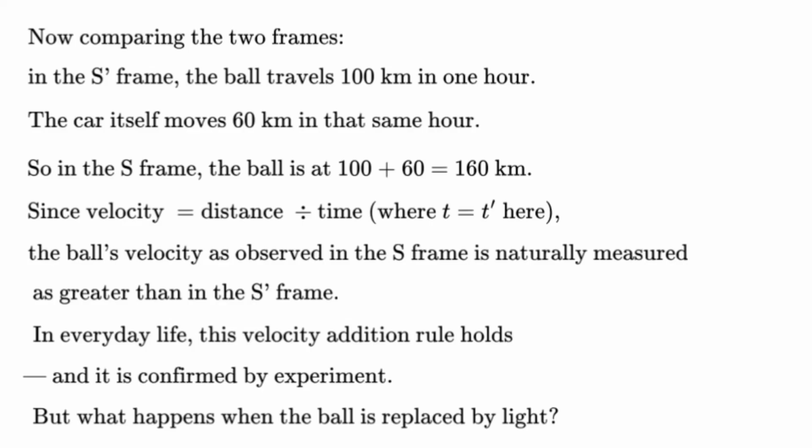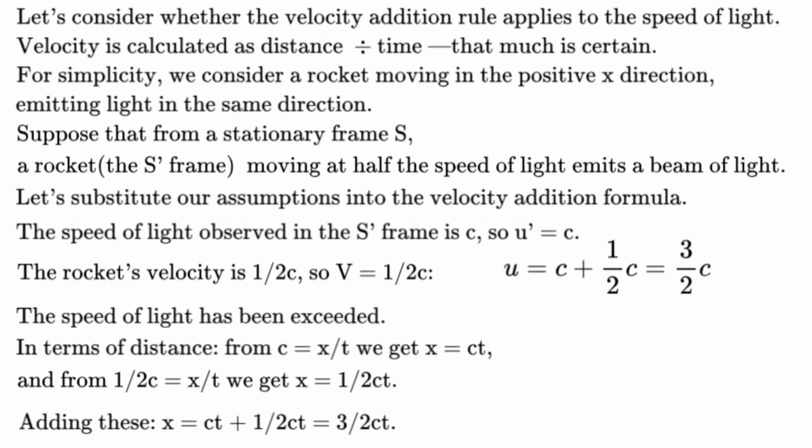But what happens when the ball is replaced by light? Let's consider whether the velocity addition rule applies to the speed of light. Velocity is calculated as distance divided by time. That much is certain. For simplicity, we consider a rocket moving in the positive x direction, emitting light in the same direction. Suppose that from a stationary frame S, a rocket, the S' frame, moving at half the speed of light emits a beam of light.